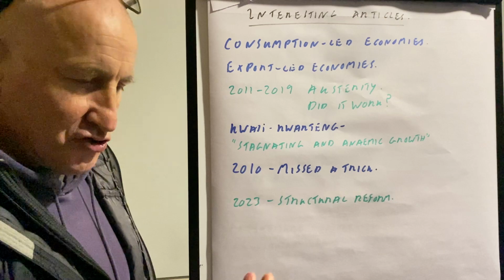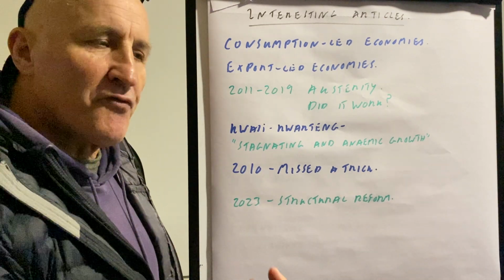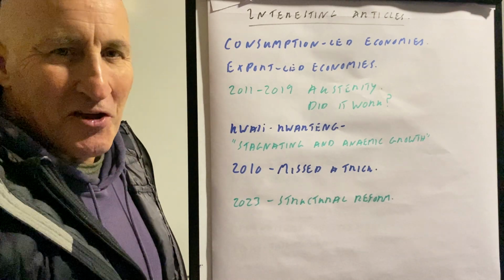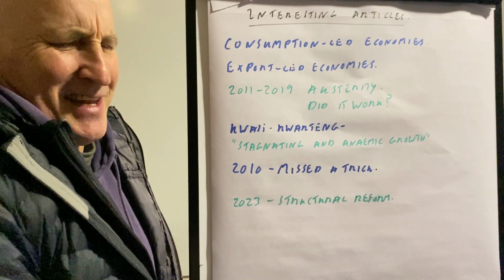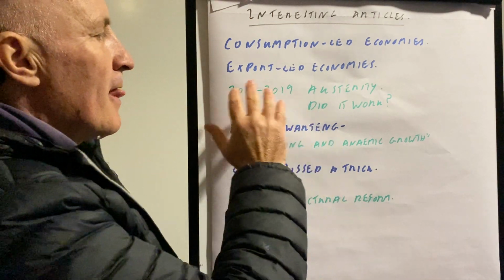Now, there are lots of countries like Germany and China who've gone for export-led growth. The problem is, it's impossible for every country in the world to have export-led growth, because if we have export-led growth, then other countries have to import more goods.